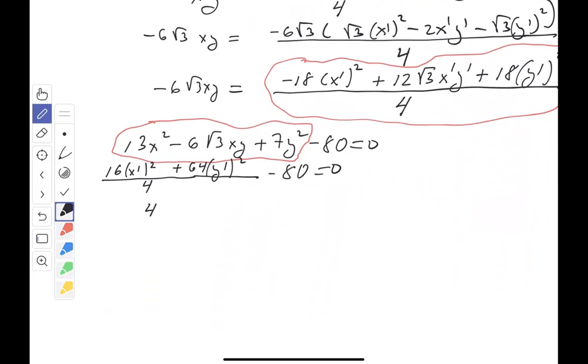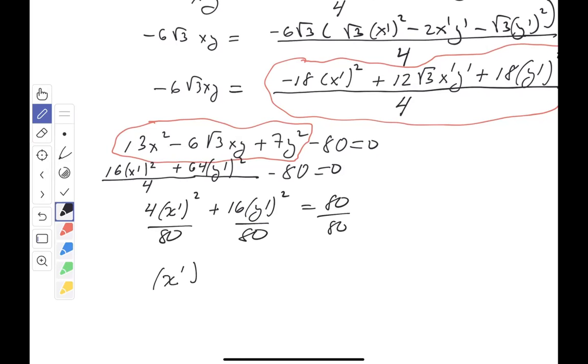Something pretty simple. 4x prime squared plus 16 y prime squared is equal to 80. I'm going to divide both sides by 80. I'll write that down for you. Let's see, what do you get? X prime squared over 20, plus y prime squared over 5, is equal to 1.